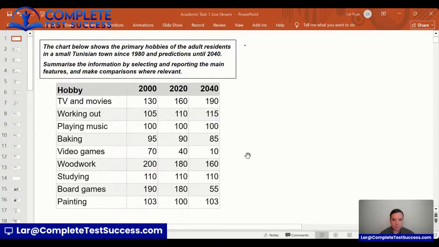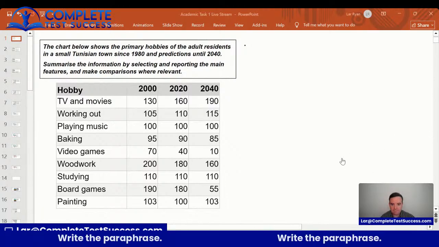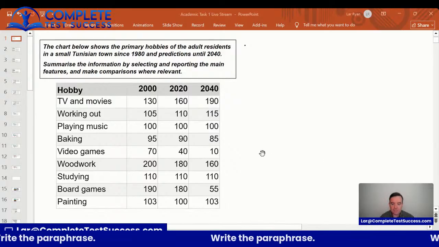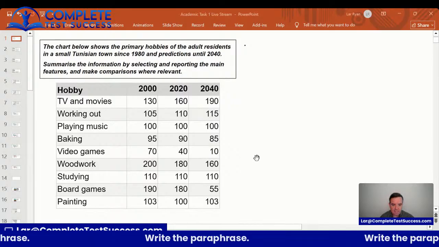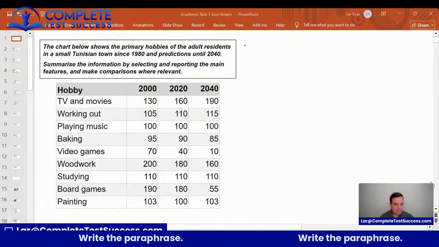Okay, so as with all of these questions, we need to start by writing a paraphrase. So that is my first task for you guys here today. Write the paraphrase of that question and then share it with me in the comments. And I'll be able to give you feedback and let you know how you're getting on.